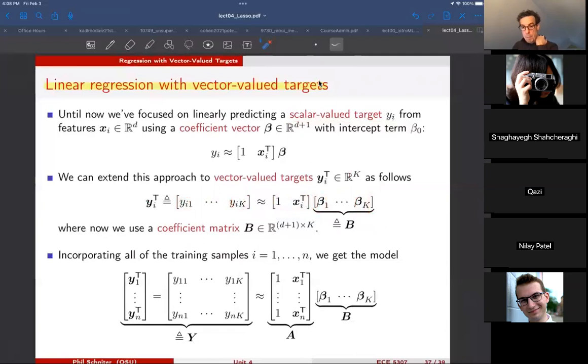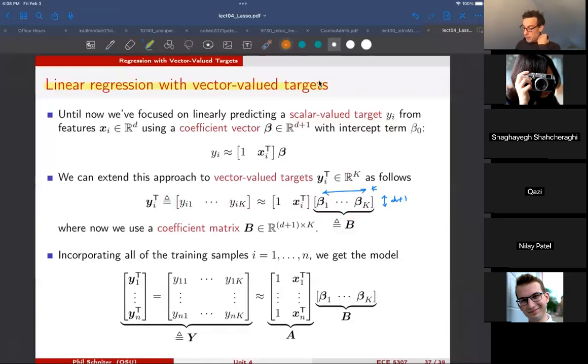Because there's no capital beta, we're just going to call this matrix B, bold B matrix. So this is going to have K columns. And remember that each one of these has D, actually D plus one features in this case, because we have the one there. So D plus one rows, K columns, that's the size of this guy.